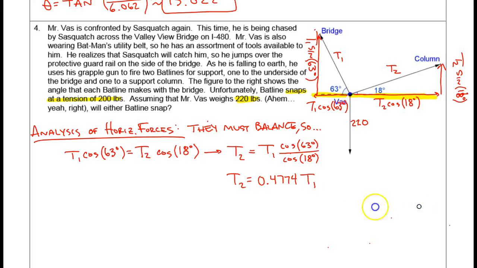Okay. If you look at my notes that I post online, you'll see that I keep the entire problem symbolic until the very end, at which point I calculate what each of the tensions are. So, all right, we have this relationship here that just tells us the relationship between T1 and T2, but that's not really what I need to know. I need to know exactly what T1 and T2 are, because if they exceed 200 pounds, then the line snaps and I fall, and that's very unfortunate. So what I have to do now is an analysis of the vertical forces.